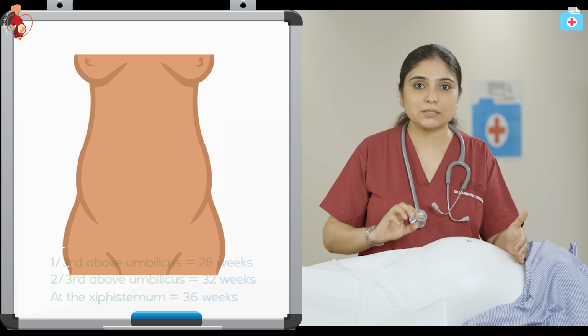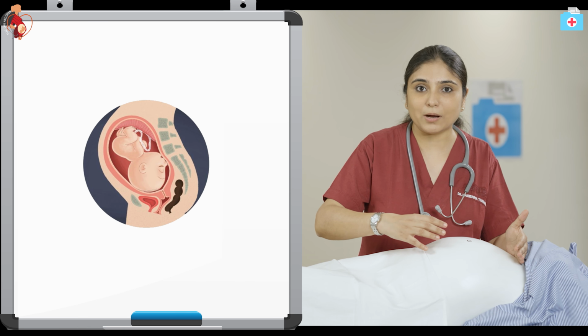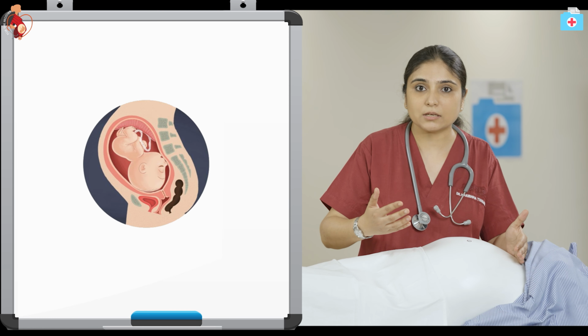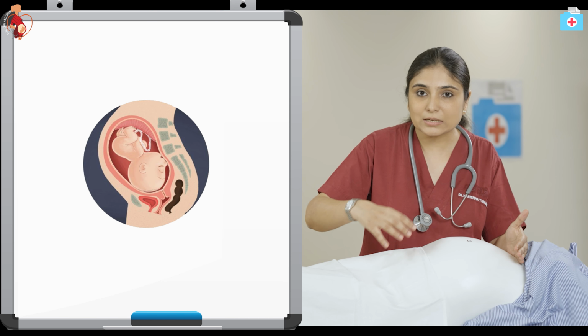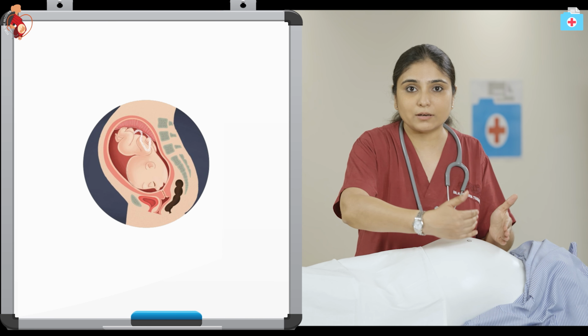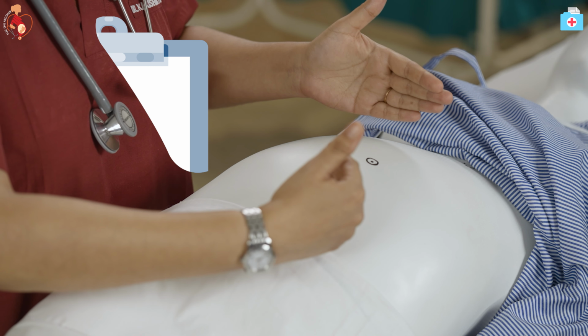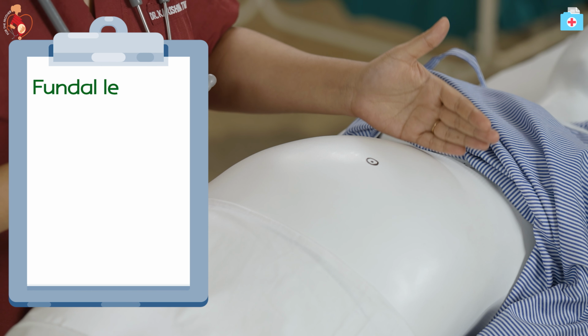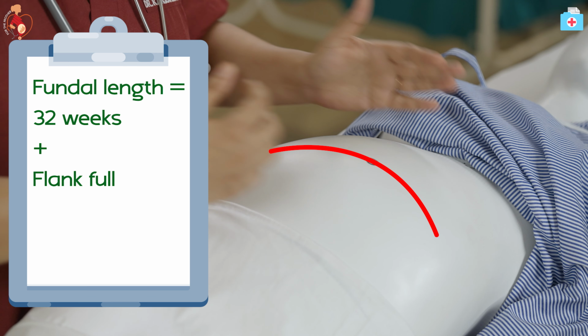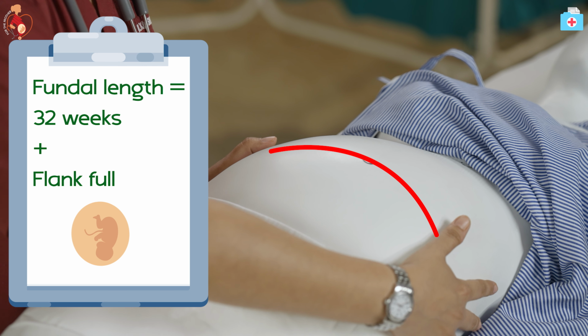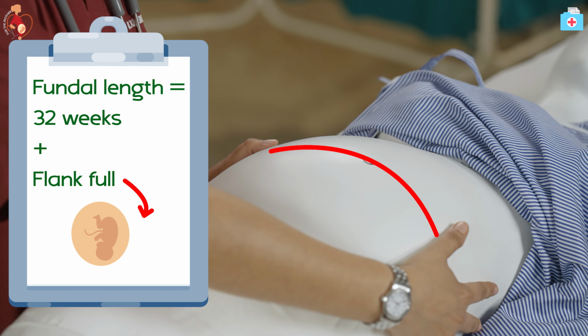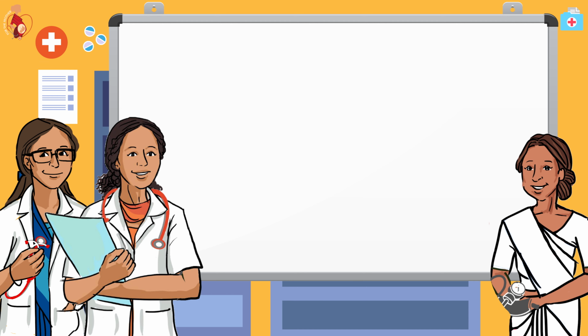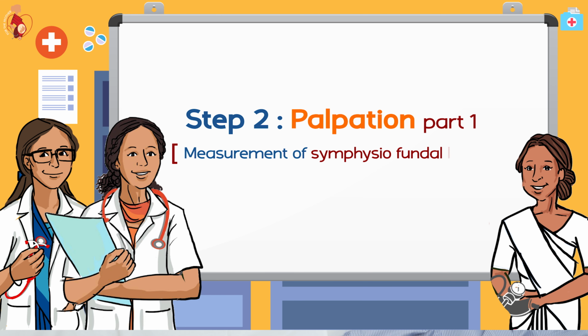Now, what happens at term? When the presenting part of the baby, it may be the head or it may be the breech, engages, the uterine fundus goes down. So, if the fundal height is 32 weeks and the flanks of the woman's abdomen are full, it is equivalent to a term-size baby. The next step in palpation is measurement of the symphysiofundal length.